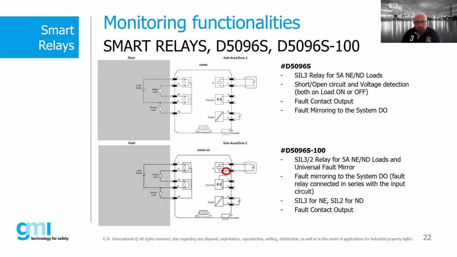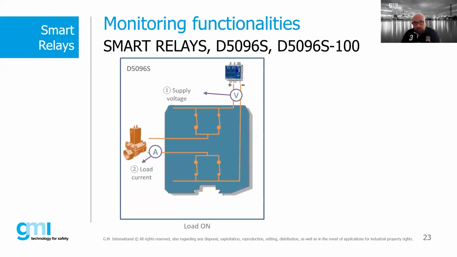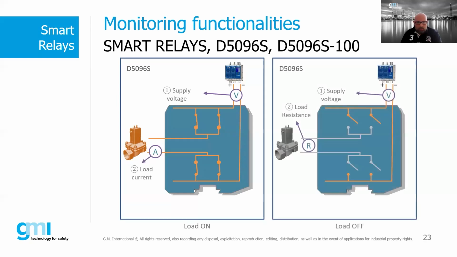In the other slide, we can see the two. We can see what we can monitor when the load is active, so the relay contacts are closed, and we can monitor the voltage applied to the load and the current flowing through the load. In the next slide, we can see that the load is not active, so the relay contacts are open, and in this condition, we can monitor the power supply voltage and the load resistance.